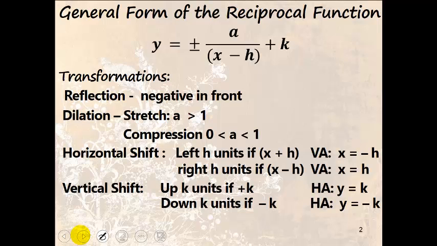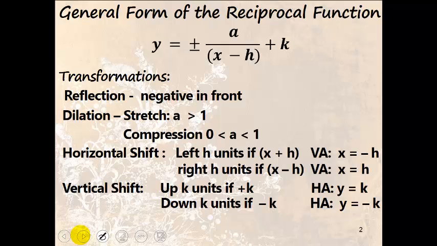Okay, so here's the general form. Y, or f of x, is equal to plus or minus a over x minus h plus k. That means it could be a positive in front, it could be a negative in front. So if you think about the inverse variation, if k was something other than 1, like k was 2, we would have a reciprocal function. If k was a half, we would have 1 over 2x. I'm trying to tie it in with what we did yesterday, okay?